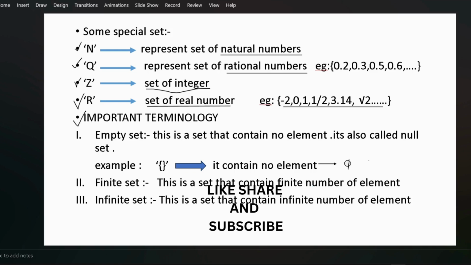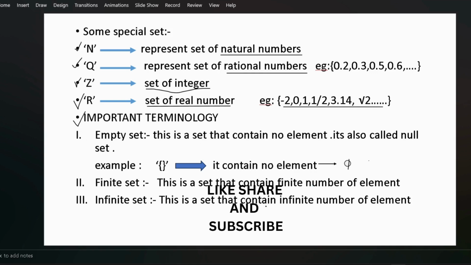Next is the important terminology of sets. First is the empty set. What is the empty set? This is a set that contains no element. It is also called a null set.